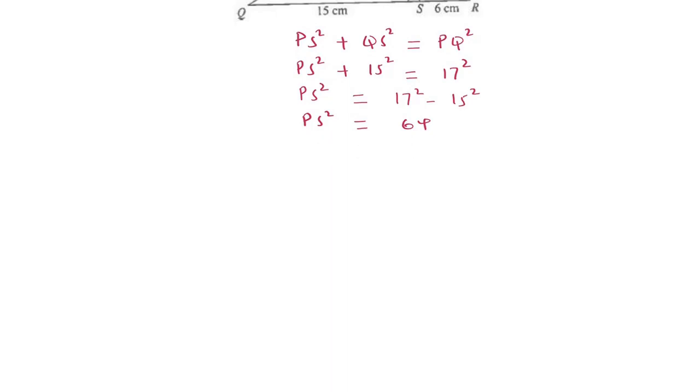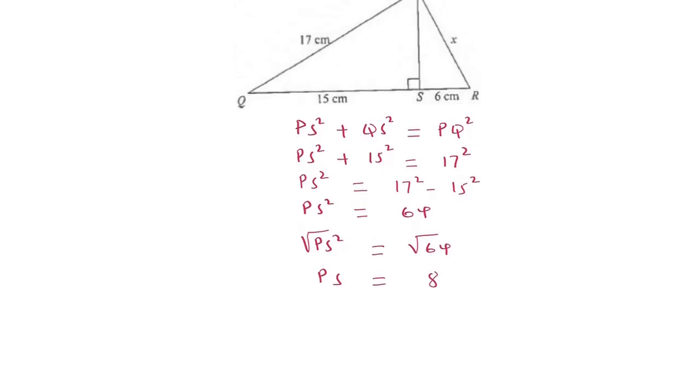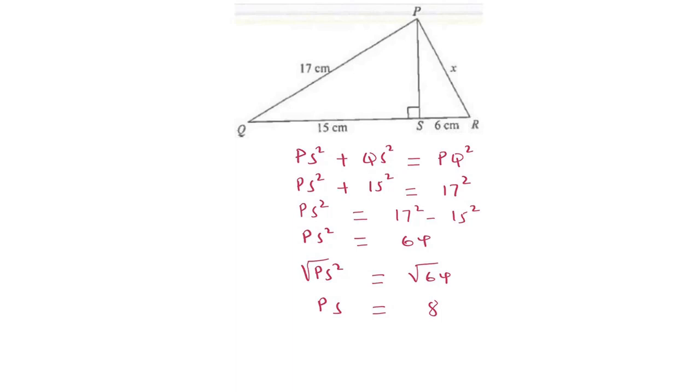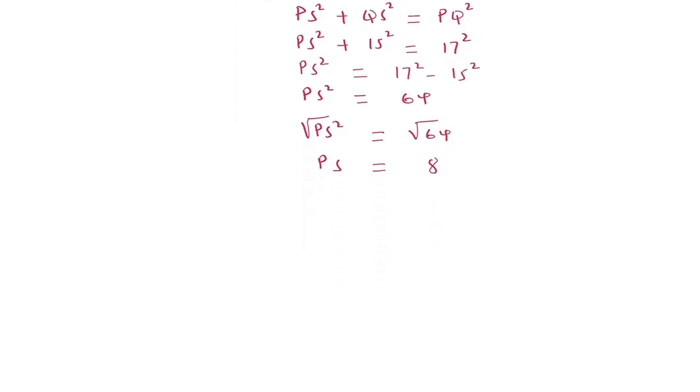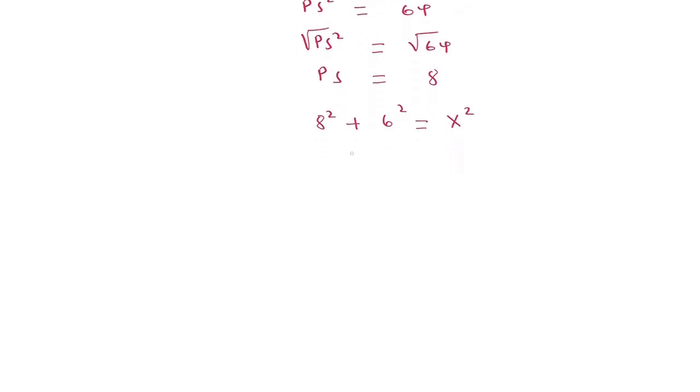of which applying the square root both sides, our equation is going to be under root PS squared equals to under root 64. Solving this, we are having PS equals to 8. Okay, so now from the triangle PSR, let us apply the Pythagoras theorem. Then we are having 8 squared plus 6 squared equals to X squared. Solving this, we are going to have 100 equals to X squared. Computing this, we are going to get X equals to 10. Therefore, we say X equals to 10 centimeters.